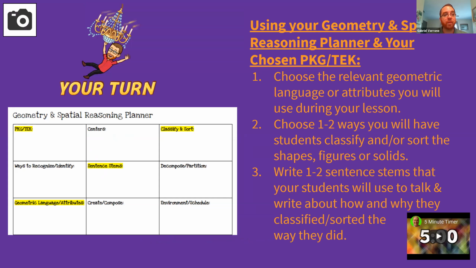So you're probably going to need a different standard, but all I want you to do is choose a standard. How are they going to sort? What are they going to say when they sort or classify? That's all this means. Use the same organizer, same groups. How are they going to sort? How are they going to classify? What are you going to make them do? Is it whole group? Is it centers? And what are they going to say or write about after they do it? Questions? No? All right.